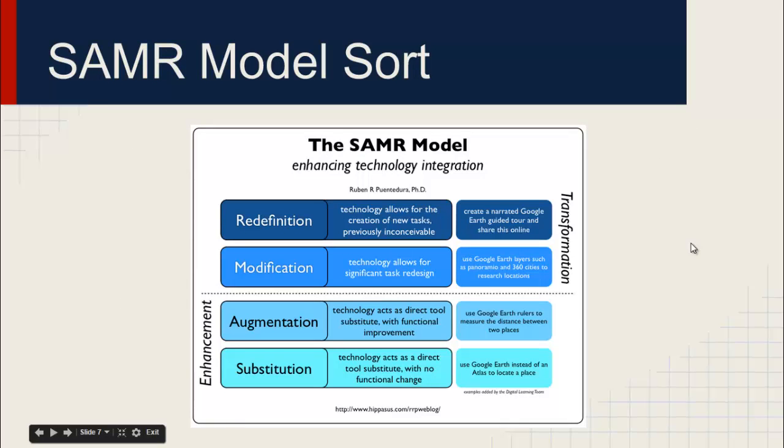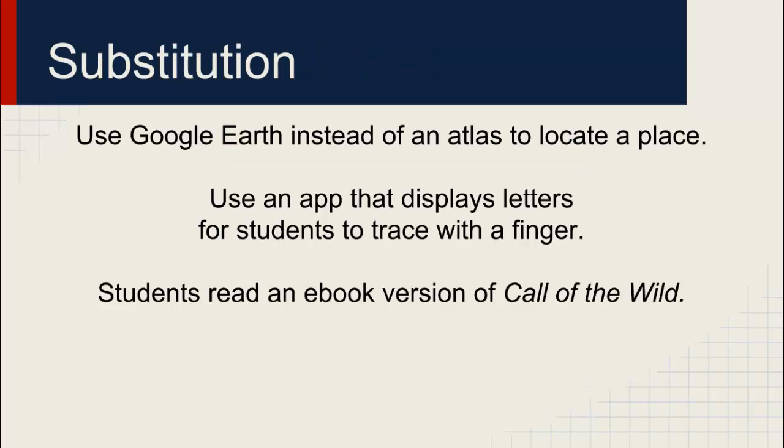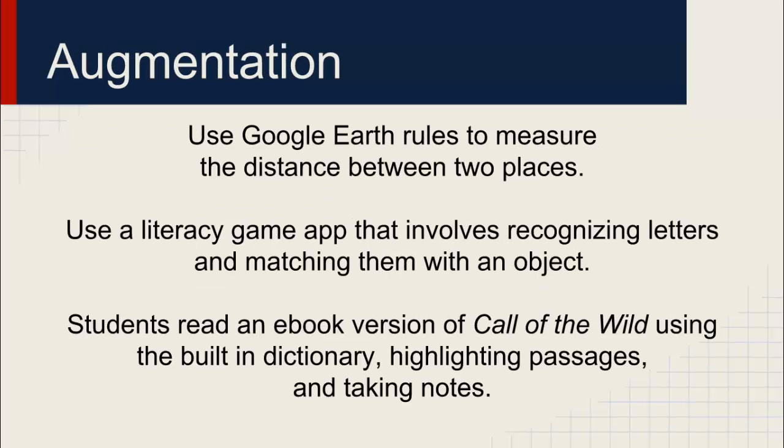So what we did is we had a sort of sample examples for S, A, M, and R, and everybody was asked to look at these different examples and think through which ones they thought belonged in S, A, M, and R. So we'll just share these examples with you. So for S, these are some examples of substituting, using technology to substitute. These are examples of augmentation.